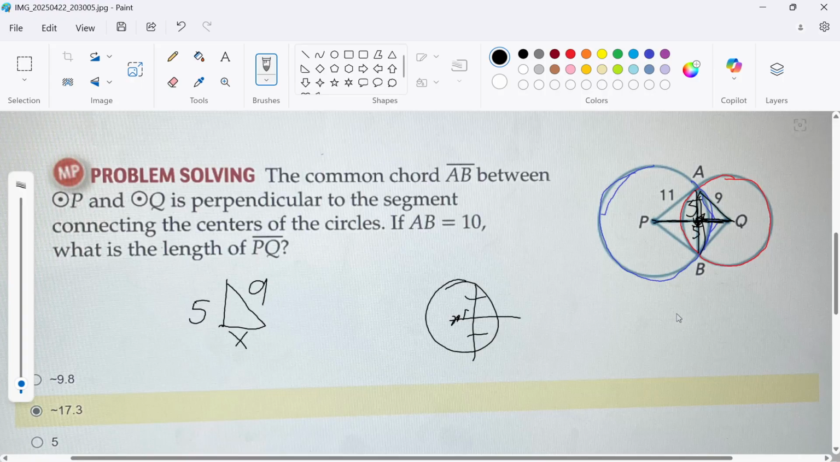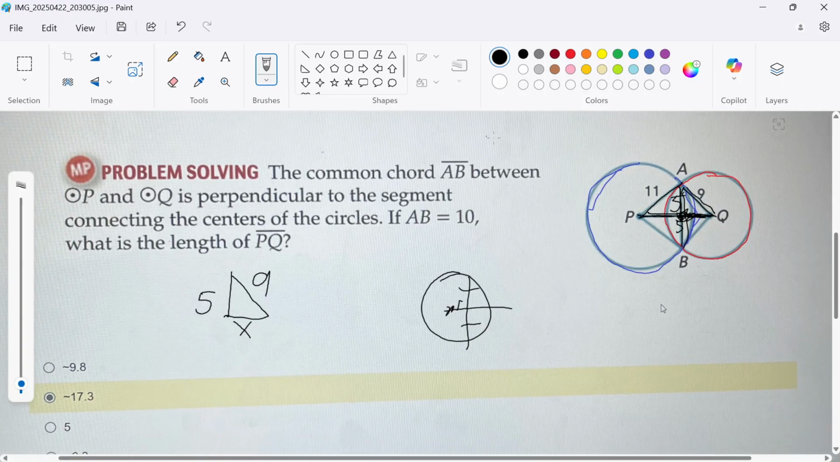Before I do this, let me try to estimate it. Is this drawn to scale? This is 11, this is 9. 9 is shorter than 11, and they look shorter. I think this is maybe drawn to scale. So this looks like it's about 11. It looks like PQ is certainly bigger than 11.